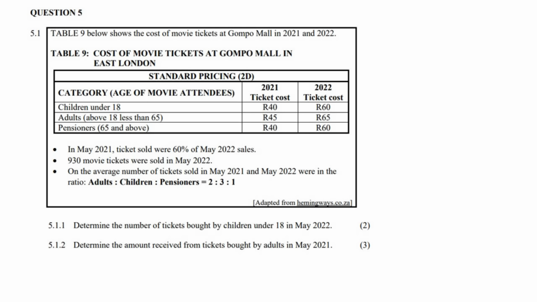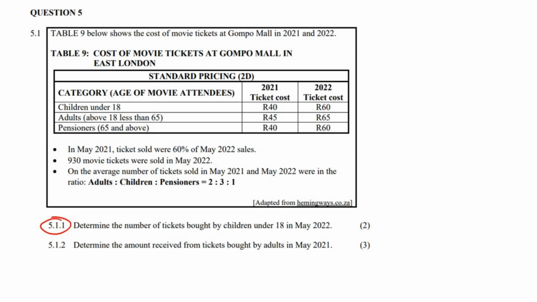So in May 2021, tickets sold were 60% of the May 2022 sales. 930 movie tickets were sold in May 2022. Okay, and then the ratio of tickets sold is usually adults, children, pensioners in the ratio of 2 to 3 to 1. Okay, so interesting information. So the first question says, determine the number of tickets bought by children under 18 in May 2022.